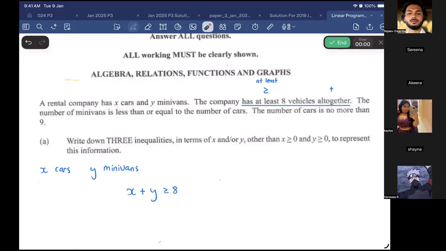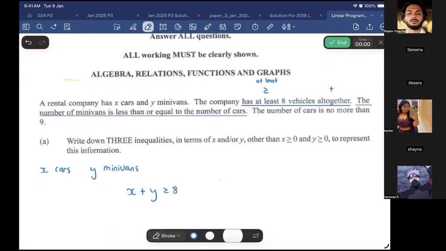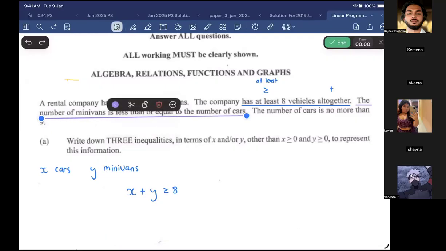Kaylee, let's interpret the second statement. So they're saying that the number of minivans is less than or equal to the number of cars. So how would I write an algebraic expression for that? Okay, so the number of minivans is less than or equal to the number of cars. So will it be X, and then the less than or equal sign, and Y for the minivans?